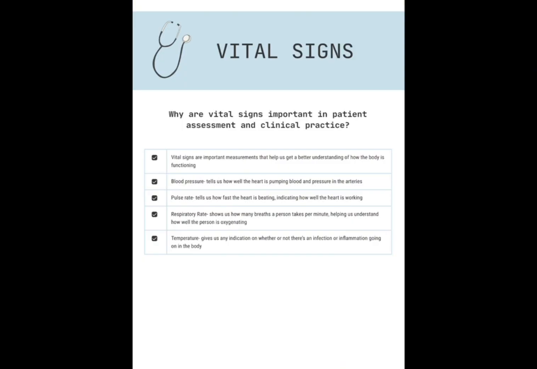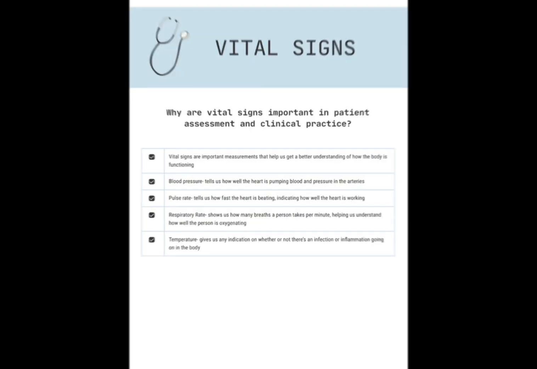Blood pressure tells us how well the heart is pumping blood and pressure in the arteries. Pulse rate tells us how fast the heart is beating, indicating how well the heart is working. Respiratory rate shows us how many breaths a person takes per minute, helping us understand how well the person is oxygenating. Temperature gives us any indication on whether or not there's an infection or inflammation going on in the body. All of these help us detect any potential issues to help guide further assessment and treatment.